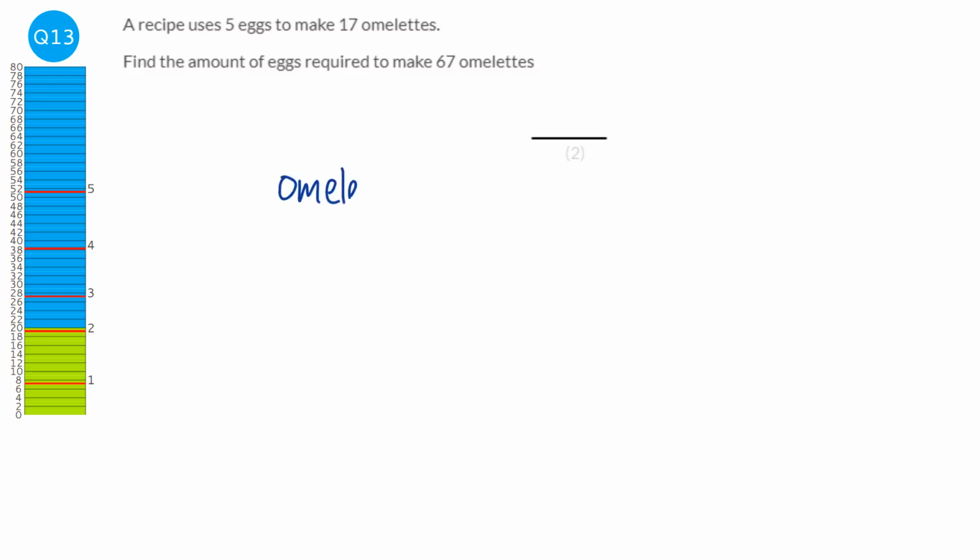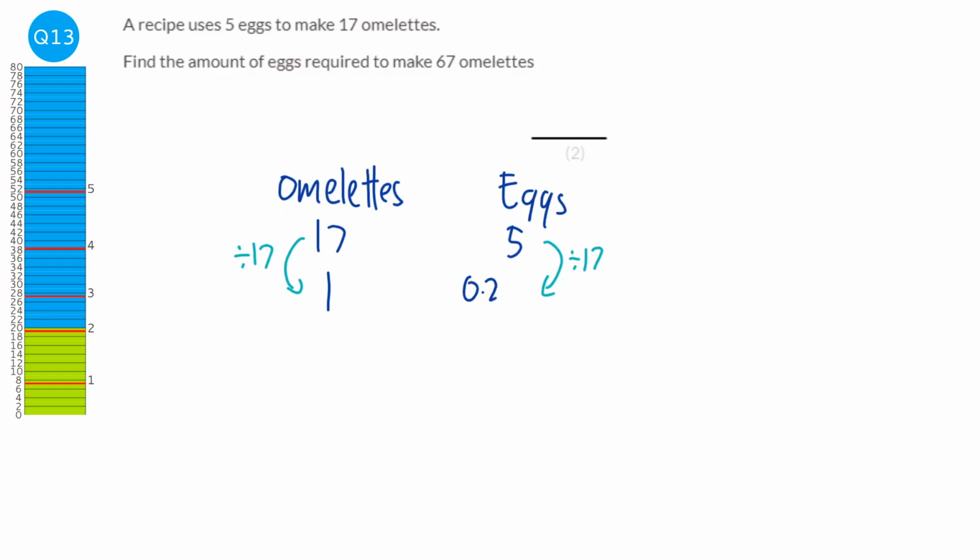So we're going to track the amount of eggs to make each amount of omelette. So 5 eggs makes 17 omelettes, and we're just going to find out how many eggs are required to make 1 omelette. So we divide that by 17, divide both sides by 17, and so 1 omelette would be 0.294 blah blah blah eggs.